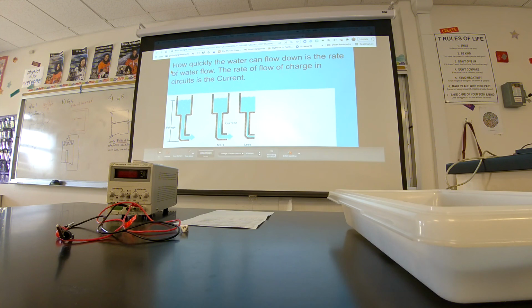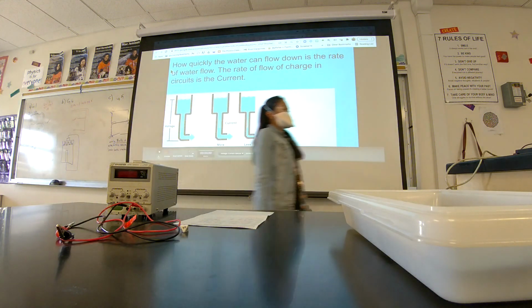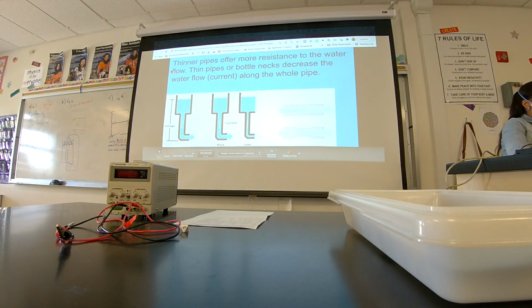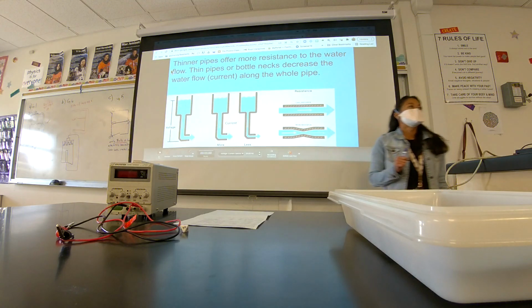Thick, obviously. Would you choose the short straw or would you choose a super long straw? Probably the short straw. So that's how it works with current and conductors and resistors. Another way of creating resistance is to bottleneck your conductor.